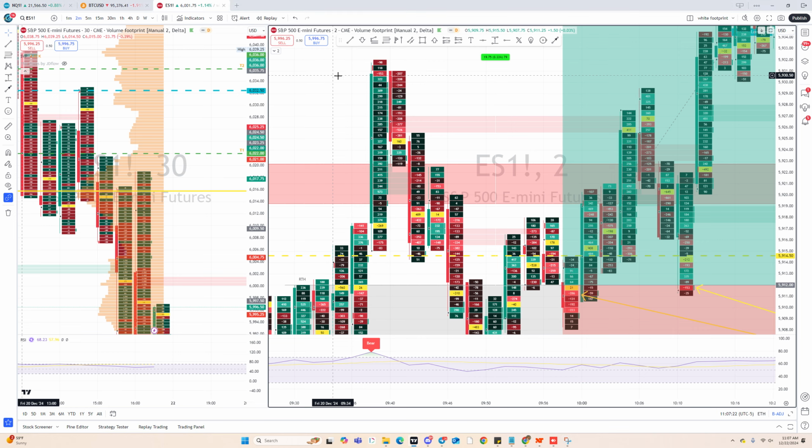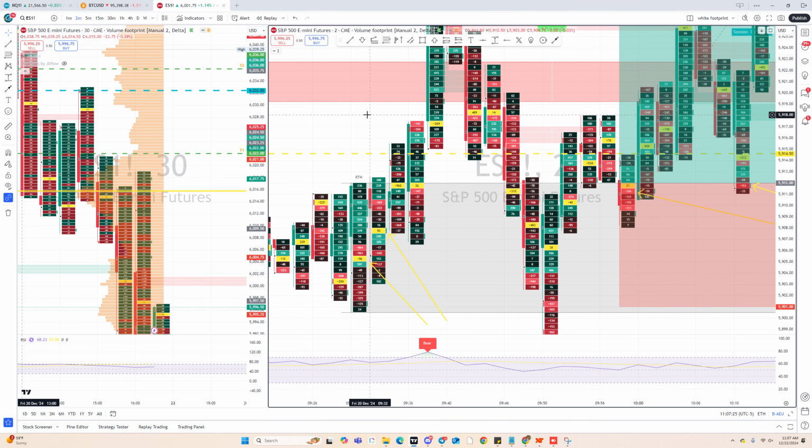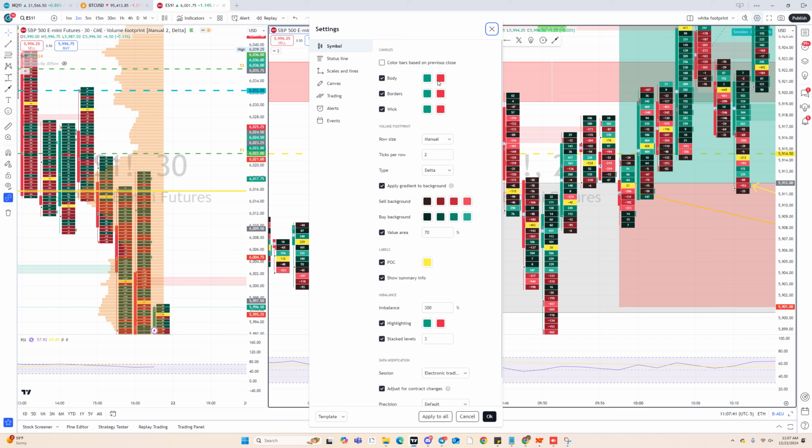All right, let's talk about what a footprint looks like. The chart that I shared with you this morning is a 5-minute chart that you can change to whatever you want. When you click on the candles, it'll tell you the composition of the chart: two ticks, manual, delta. That's for the ES, and that's what we're looking at this morning.